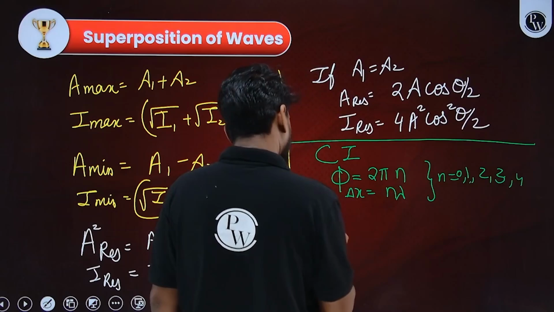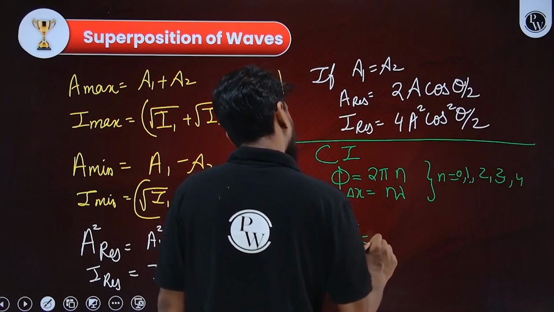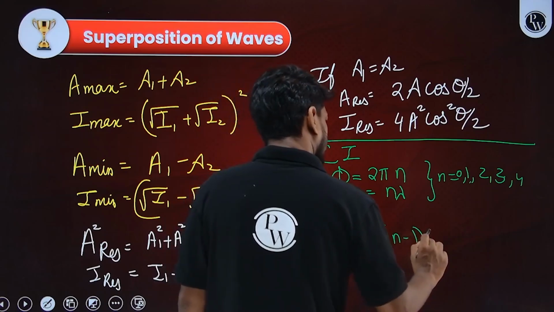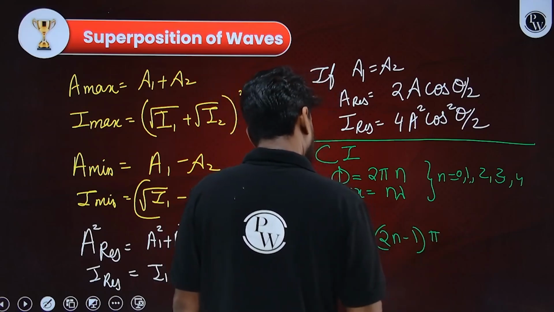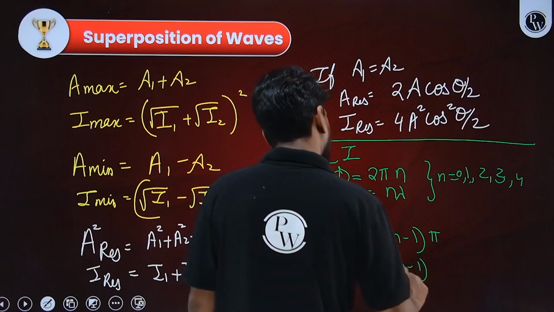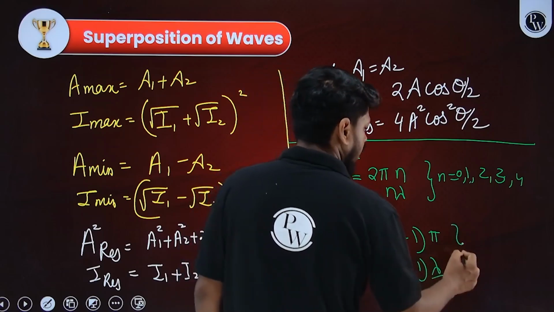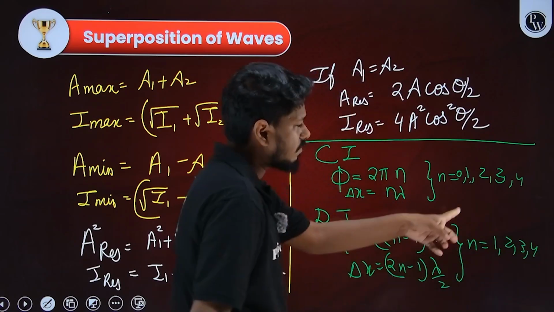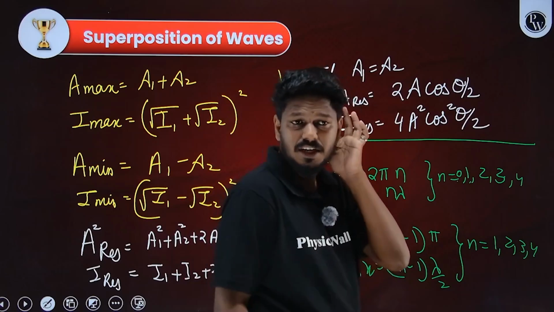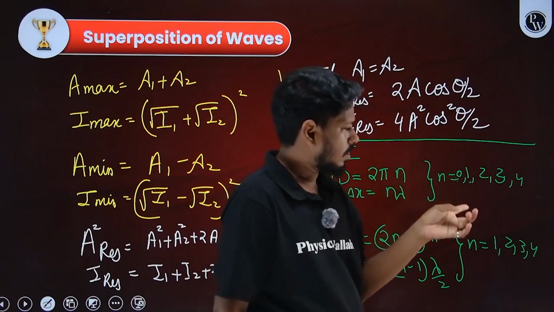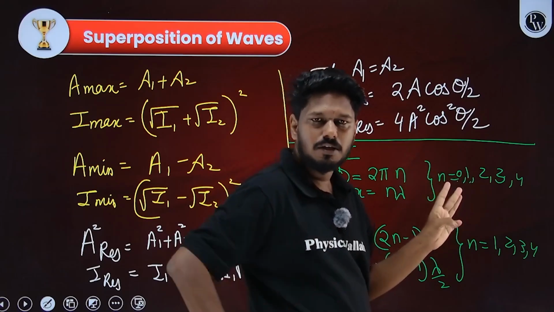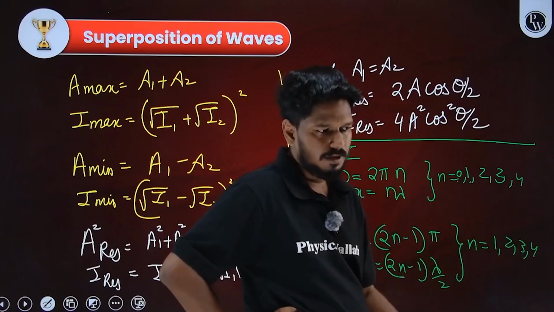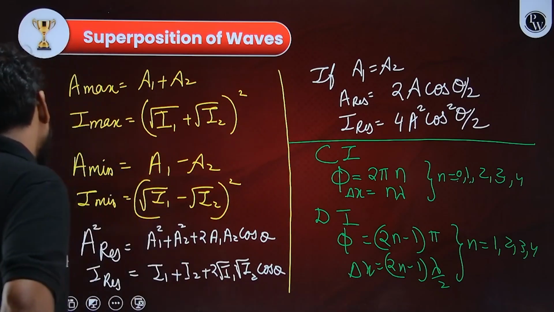Okay. For destructive interference, my phi can be equal to 2n minus 1 pi, or path difference will be equal to 2n minus 1 lambda by 2, where n is equal to 1, 2, 3, 4. Here we don't have 0. 0 means central maxima. 1 means first maxima, 2 means second maxima, 3 means third maxima, 4 means fourth maxima. Here we don't have central minima. We have first minima, second minima, third minima. About this in depth we will be studying in wave optics.